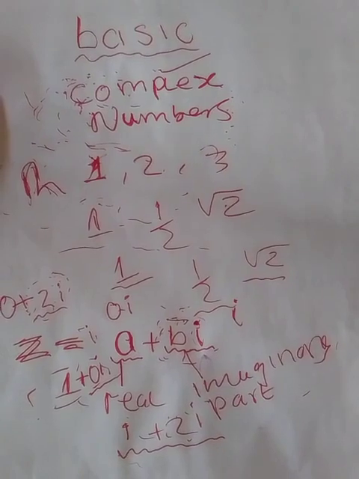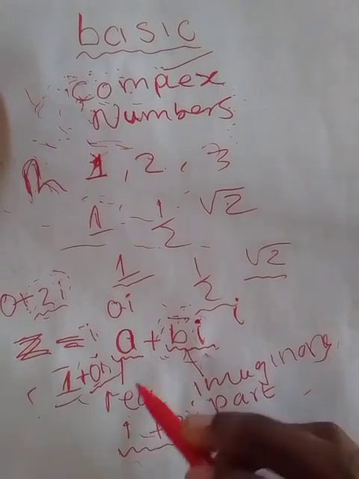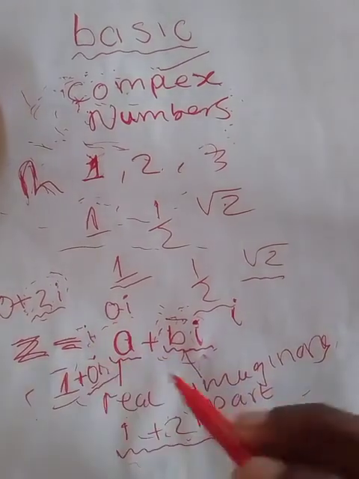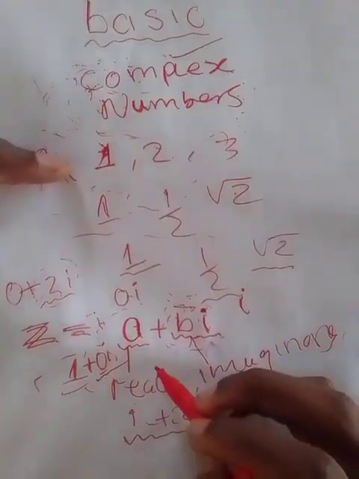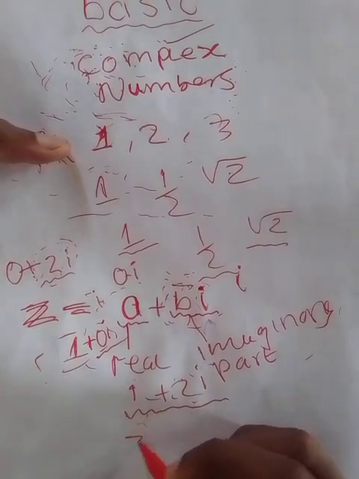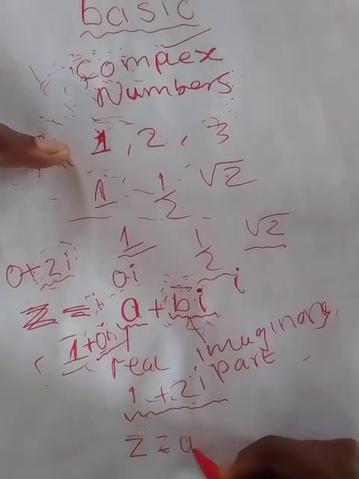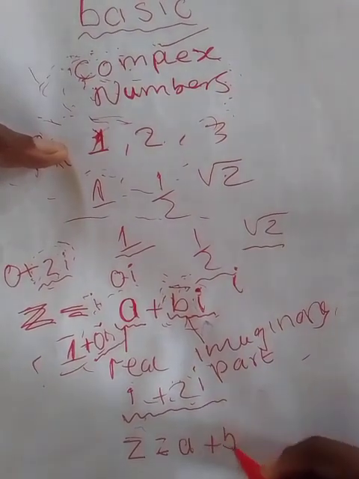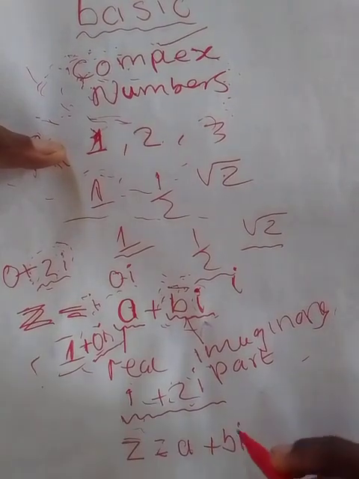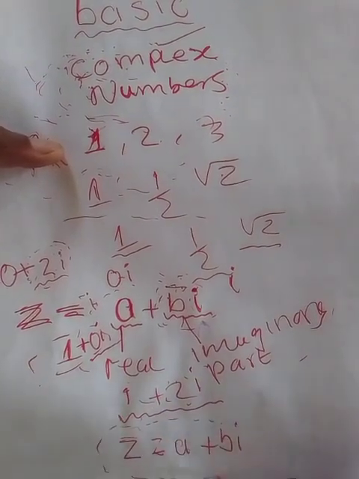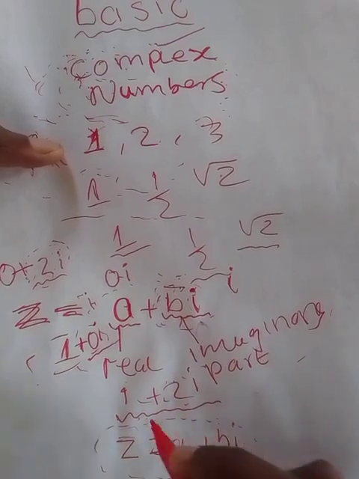Another thing: this is just one of the ways in which you can represent the complex numbers, of writing the letter Z being equal to A, which can be any number, plus B, which can be any number, accompanied with the I. So at your level, you use this format to represent the complex numbers.